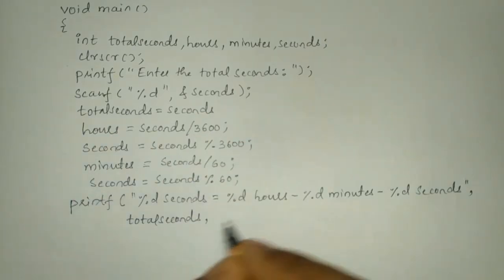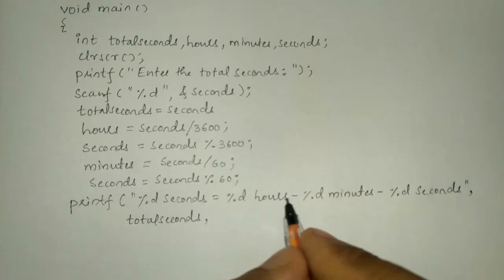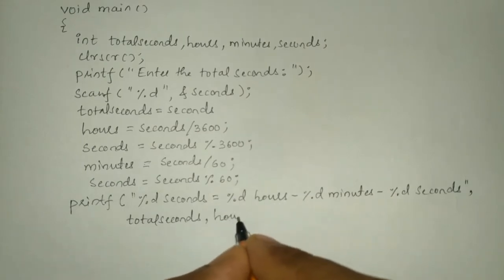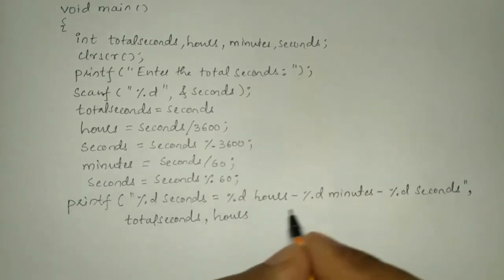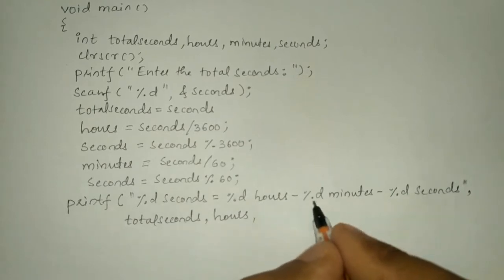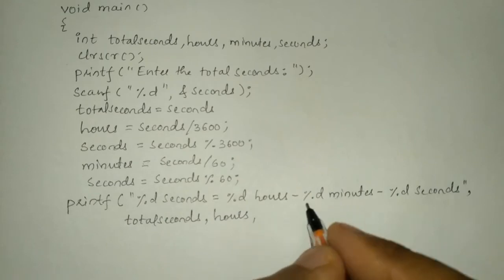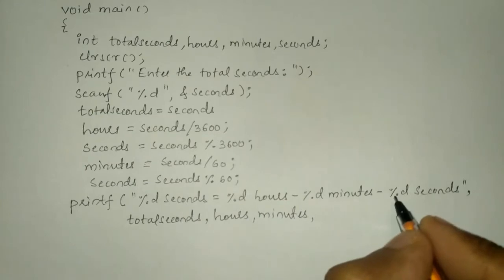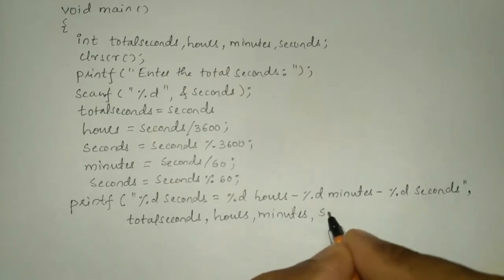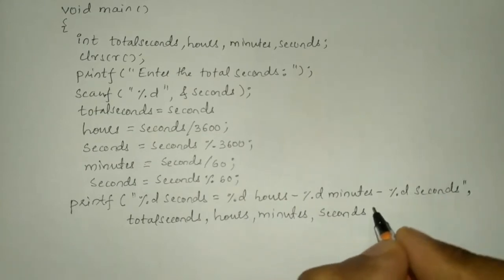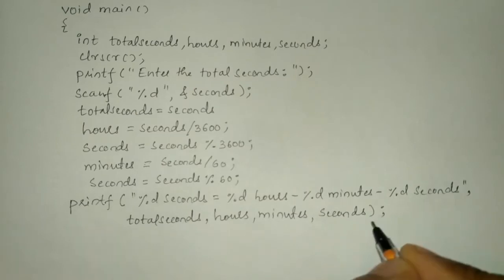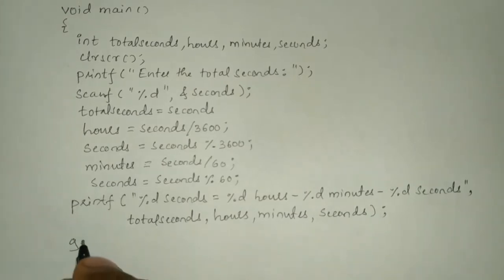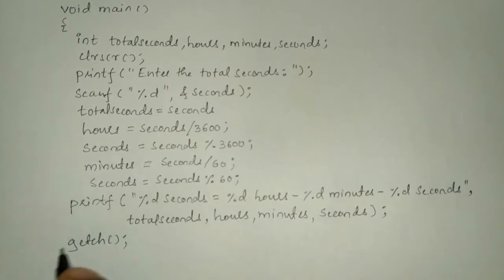Here we'll put comma and %d hours. For that we are going to write the hours variable, and next comma, after this we have %d minutes. Here I am going to write minutes, and then %d seconds. So here I am going to write seconds, and then close the bracket, put semicolon. Now we'll write the getch function and the curly closing brace.